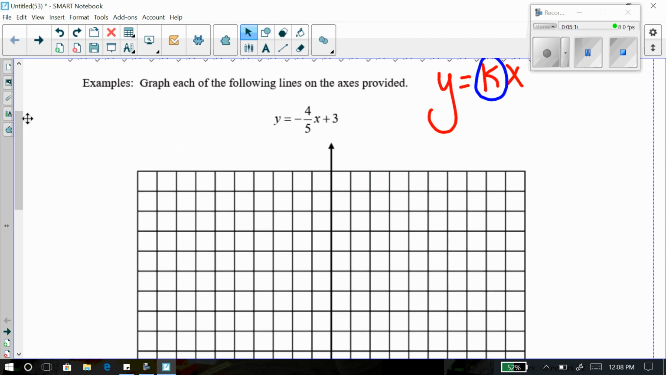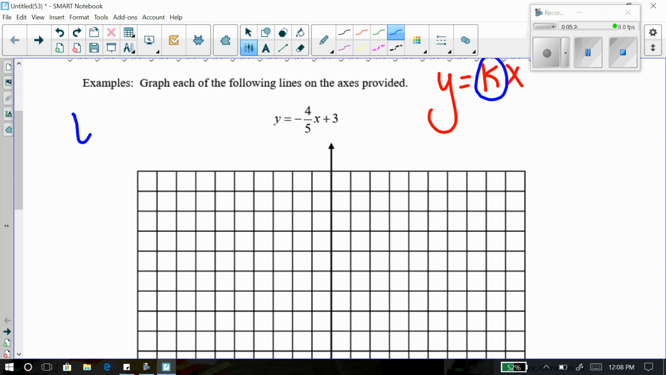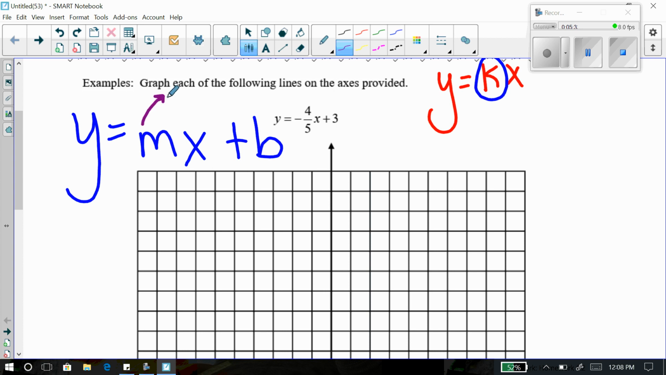Okay, so let's look at our equation here. Graph this line: y equals negative 4 over 5 x plus 3. Now, I really quickly want to write out y equals mx plus b, where m is our slope, our average rate of change, aka constant of proportionality. How much do I go up, over, or down and over from point to point? And b is our y-intercept.